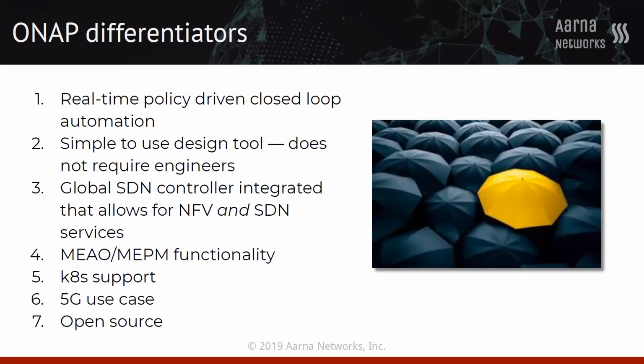ONAP has Kubernetes support. This is a huge differentiator against other competing projects or proprietary products. ONAP's support for 5G is evolving, but it's going to be extremely robust and comprehensive. And I feel that ONAP will end up being a de facto automation solution for 5G. And finally, ONAP is open source. Okay, next slide.